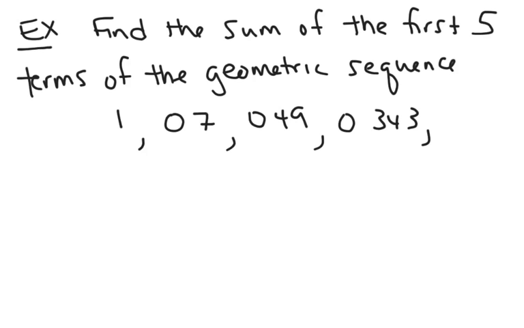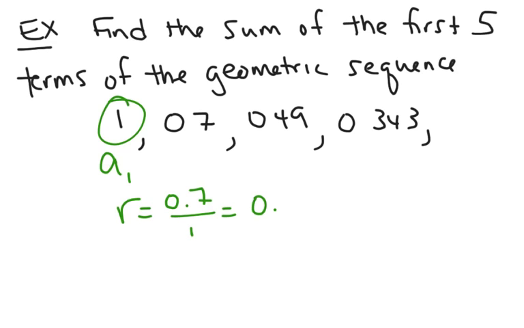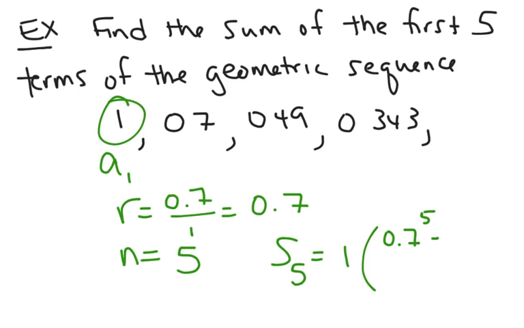So let's try this formula out and find the sum of the first 5 terms of the geometric sequence 1, 0.7, 0.49, 0.343, dot, dot, dot. In order to find the sum, you need to know the first term, and I do. You need to know the common ratio, which is the second term divided by the first term. And you need to know how many terms you're adding. So the sum of the first 5 terms is the first term times the common ratio to the nth power minus 1 over the common ratio minus 1.